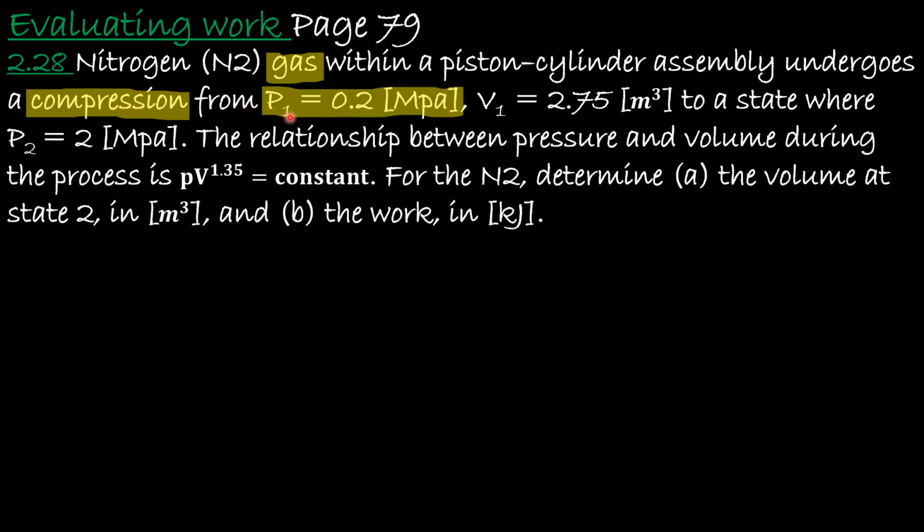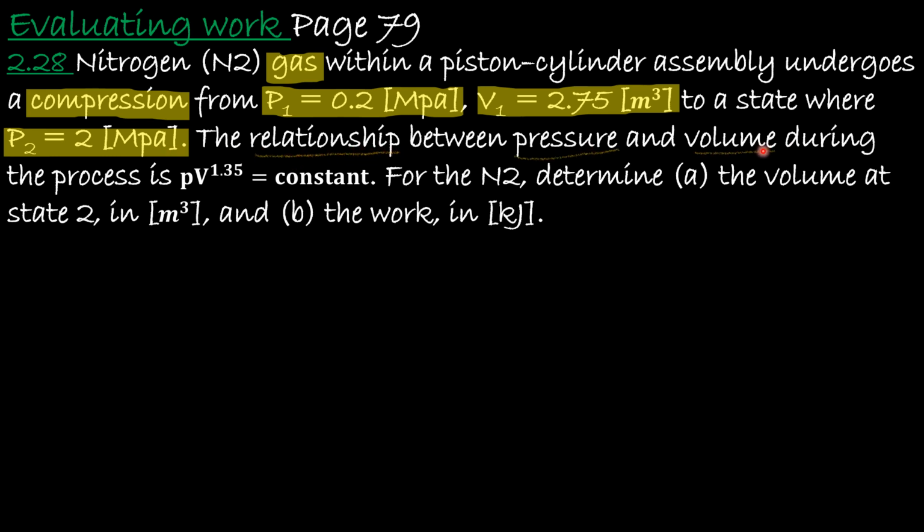So from state 1, the nitrogen pressure is 0.2 megapascal. The nitrogen gas volume at state 1 is 2.75 meter cube, to a state where the nitrogen gas at state 2 has its pressure increased to 2 megapascal. Now the relationship between pressure and volume during the process is PV to the power 1.35 equal constant.